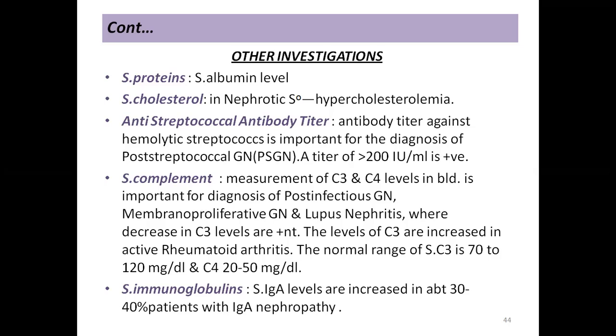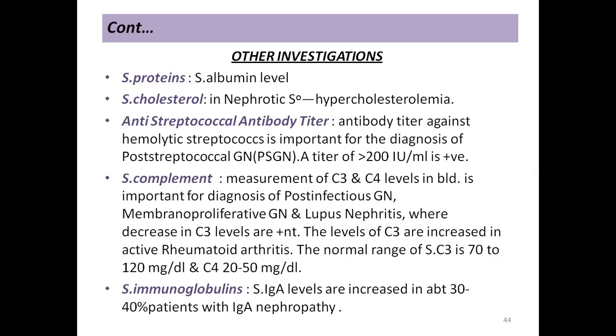Also serum complement, the measurement of C3 and C4 level in blood, is important for diagnosis of post-infectious glomerulonephritis, membranoproliferative glomerulonephritis, and lupus nephritis, where a decrease in C3 level is present. The level of C3 is increased in active rheumatoid arthritis. The normal range of serum C3 is 70 to 120 and that of C4 is 20 to 50 milligrams per deciliter of blood.